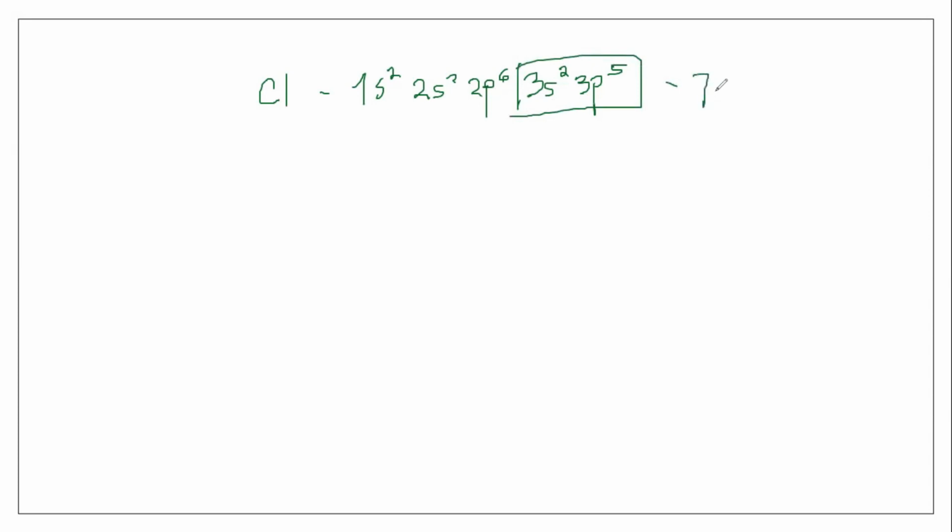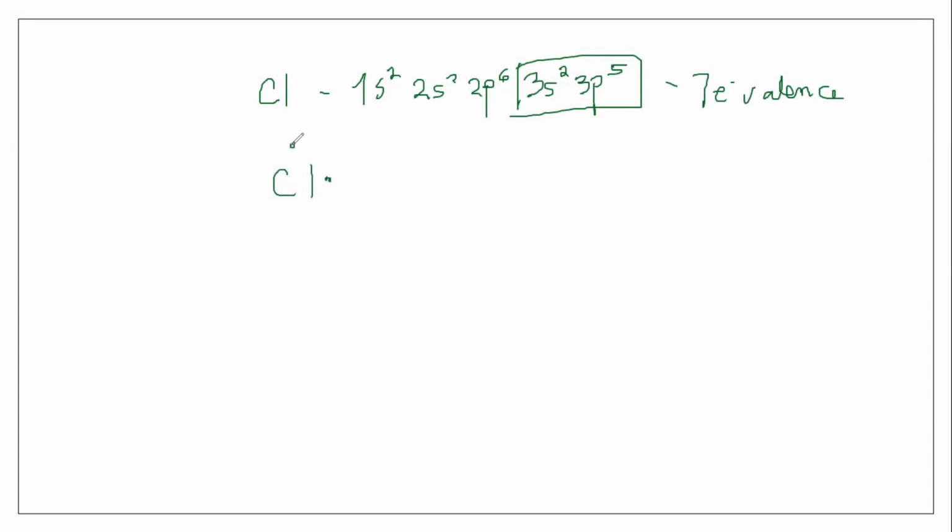Okay, so the last one we have chlorine. Okay, so let's have the electron configuration. So we have 1s2, 2s2, 2p6, 3s2, 3p5. Okay, so you're just making it 7 valence electrons. Okay, so again, ang chlorine natin ay 7.